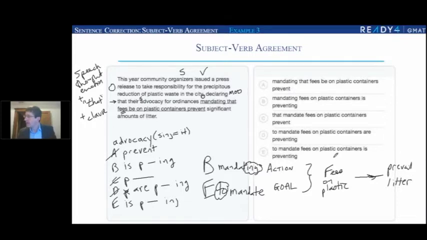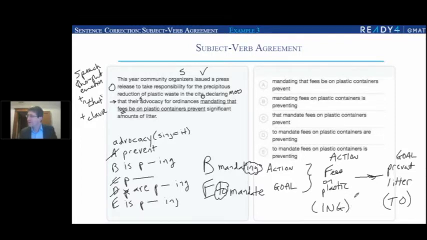So from a grammatical point, okay, so let's talk about it from critical reasoning. If you have an action and you have a goal, clearly the action is the thing that we're doing. We're imposing a fee on plastic containers. The goal is the thing that we want to have happen, right? We want to prevent litter. From a grammatical point of view, normally the way that you talk about a goal is you use a to. When you want to talk about the action that you're doing, you use the ing.